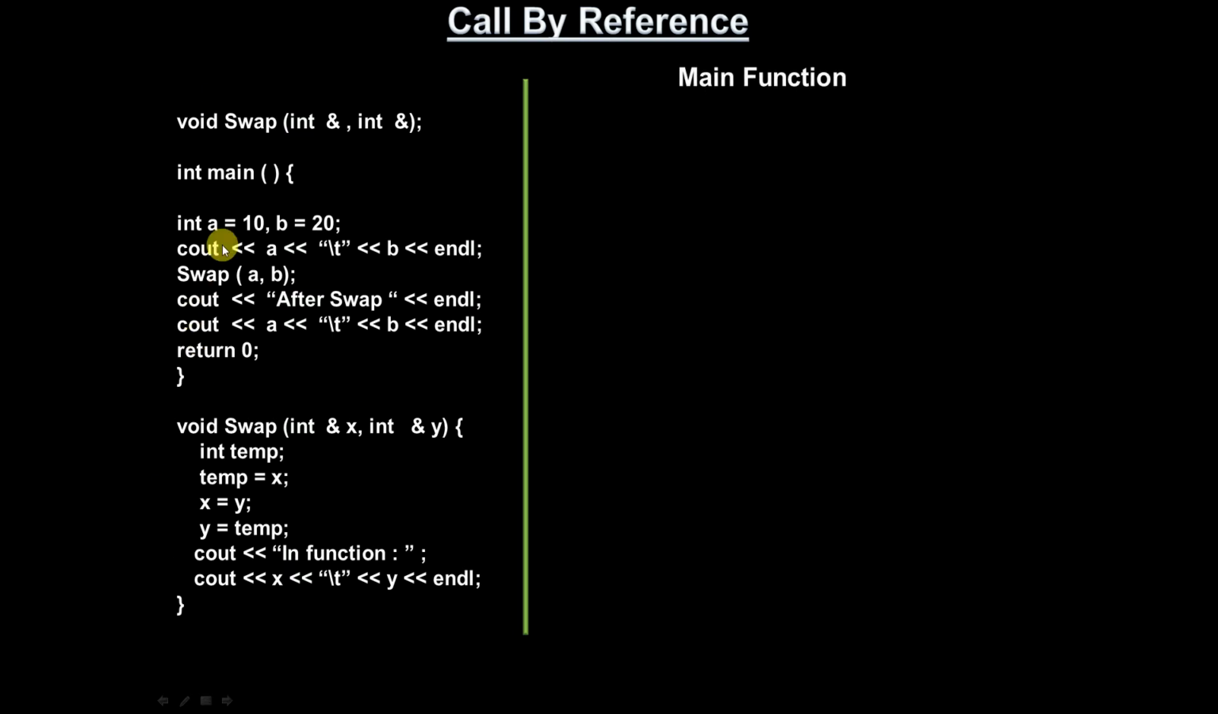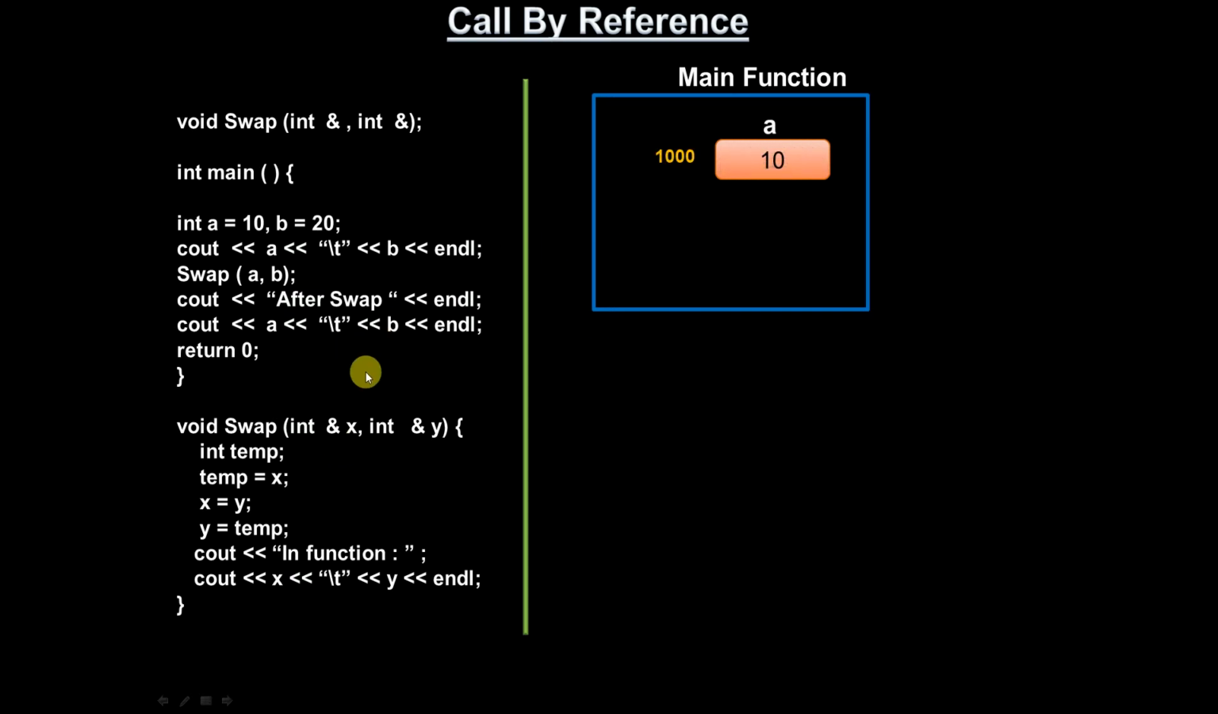Whenever the CPU controller is executing this program, it comes to the main function. So int a equals 10, b equals 20. In that case, for this main, one stack frame will be created, and in that stack frame, the values for a and b will be allocated. Now assume a is present at memory location 1000 with value 10, and b is present at memory location 1004 with value 20.